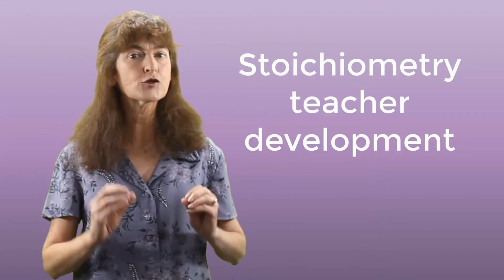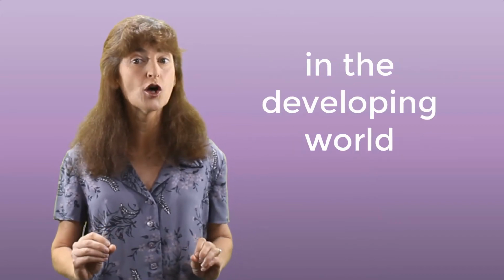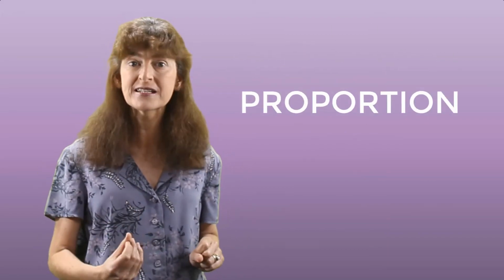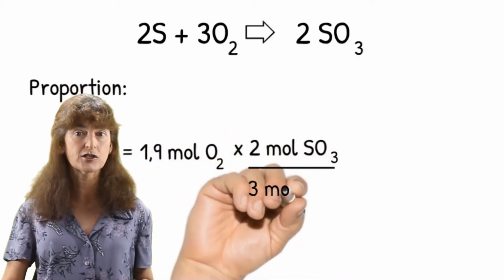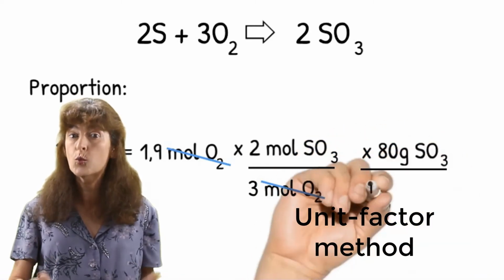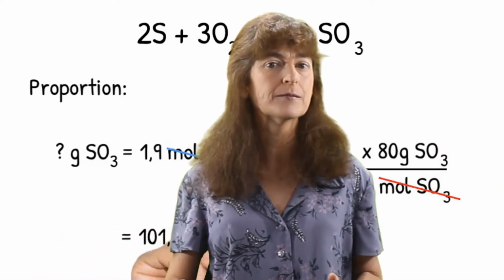Based on this research, I recommend firstly, that stoichiometry teacher professional development opportunities in the developing world need to stress the value of proportion, and they need to develop teachers' competence with proportion. Introducing teachers to a generic proportion method, such as the unit factor method, might help direct stoichiometry focus where it belongs, to proportion, rather than to formulae.